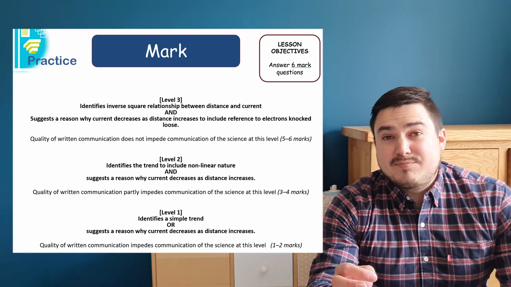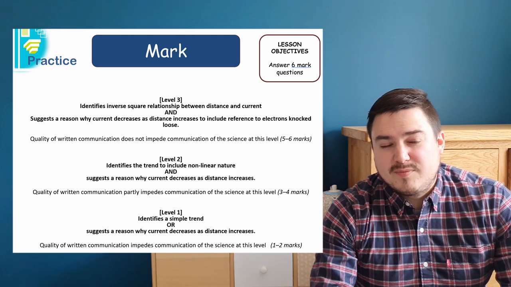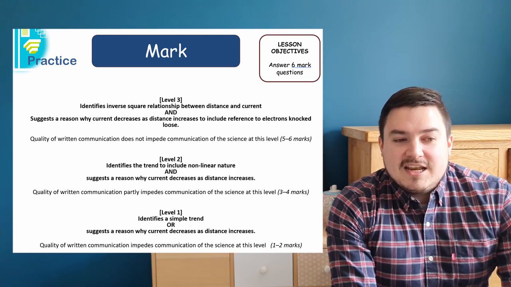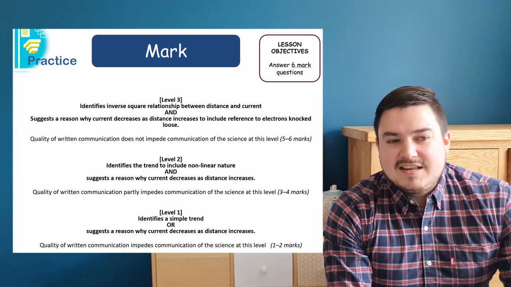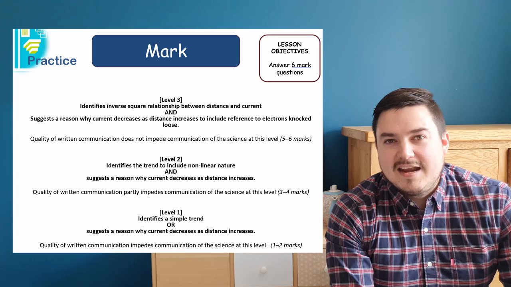You'd also have to express that it's between distance and current. You have to be specific about that or you're not going to get those marks. You'd also have to suggest a reason why current decreases as distance increases and refer to electrons in some way. If you're not referring to electrons, you're not hitting the 5 to 6 marks in this in any way.